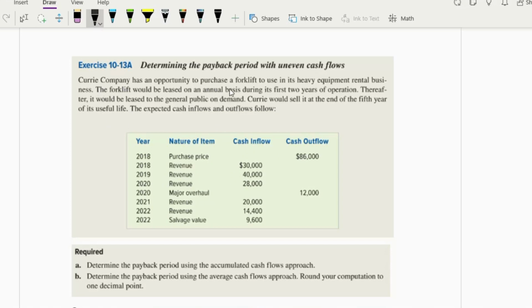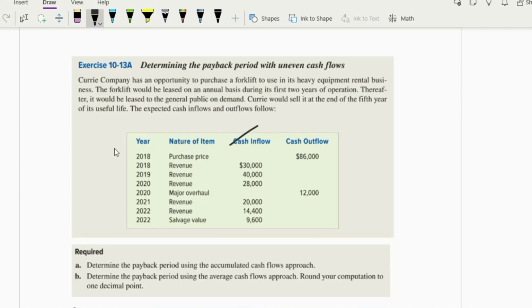Curry Company has an opportunity to purchase a forklift to use in its heavy equipment rental business. The forklift would be leased on an annual basis during its first 2 years of operations, so they can lease it out for the first 2 years. Therefore it would be leased to the general public on demand. Curry would sell it at the end of the 5th year of its useful life, and we have some expected cash flows. Can you see 5 years of its life we have?